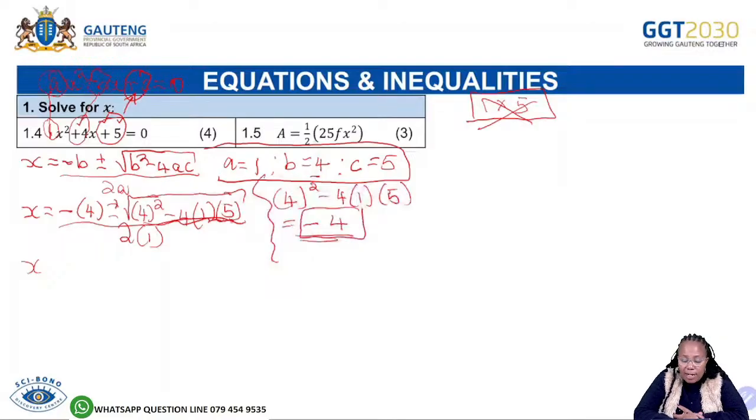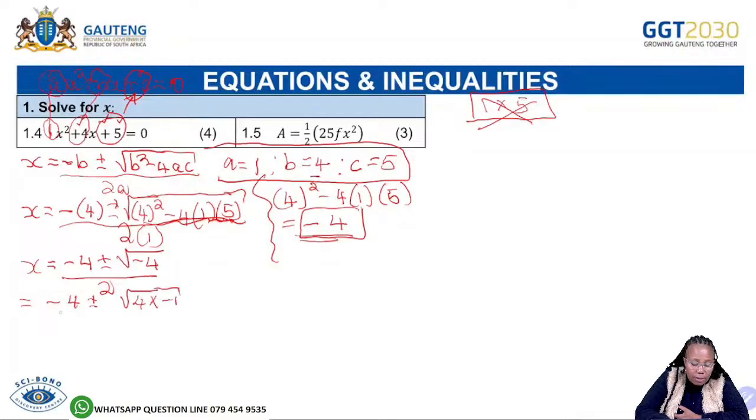For maths it is non-real roots. And then for us, we'll be having minus 4 plus minus the square root of minus 4 now, all over 2. And then remember now with complex, this will be minus 4 plus minus the square root of 4 times negative 1 all over 2. And then this is the same as minus 4.